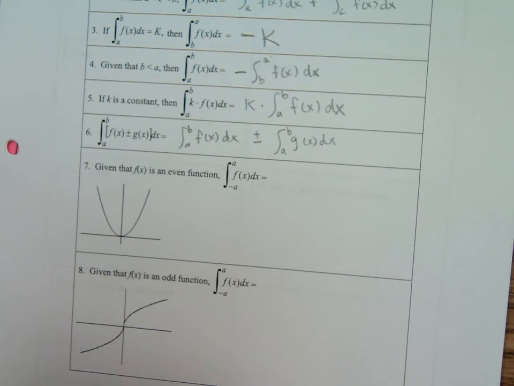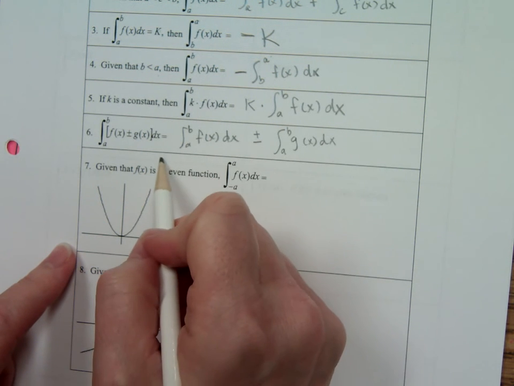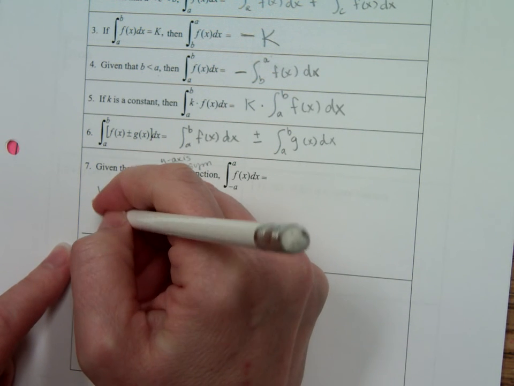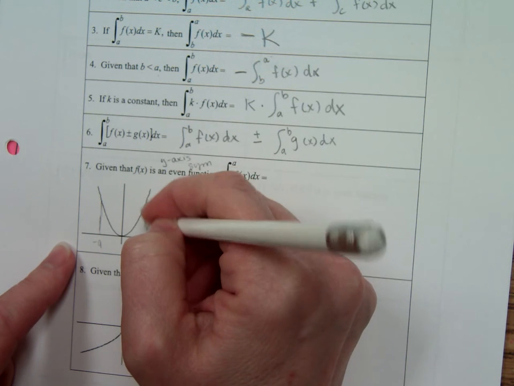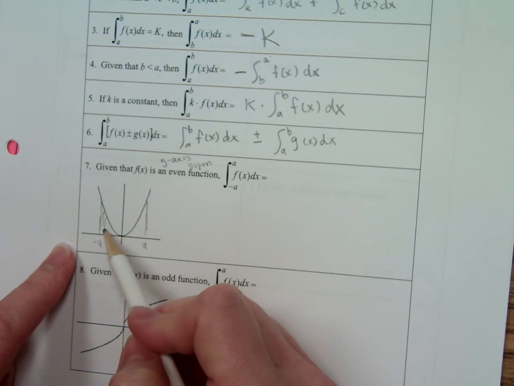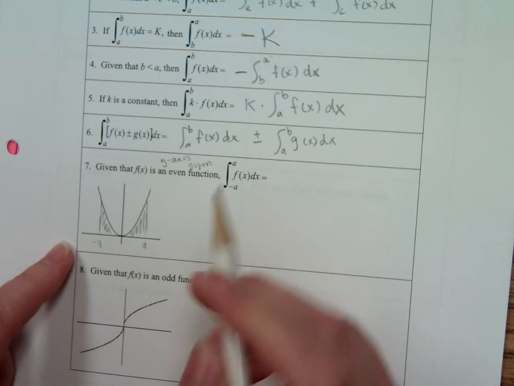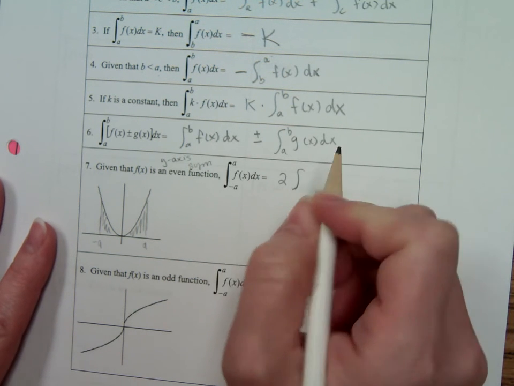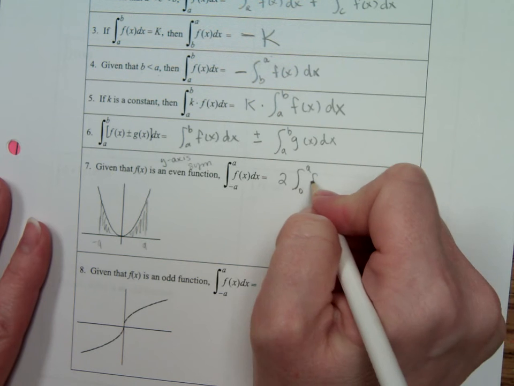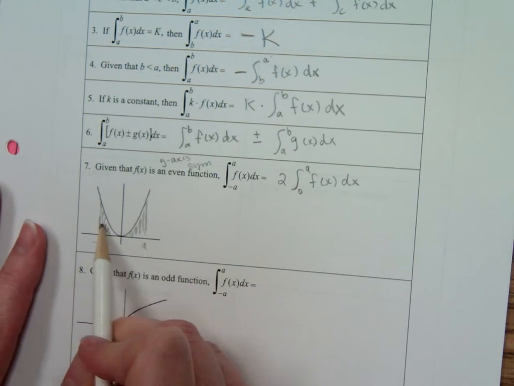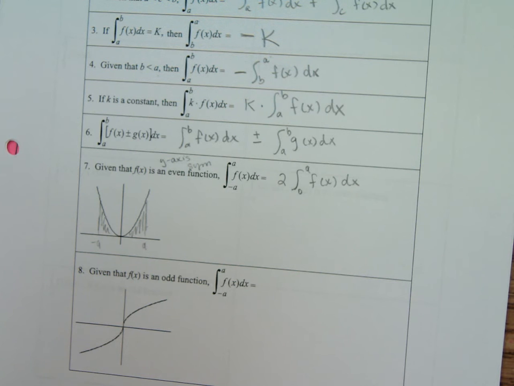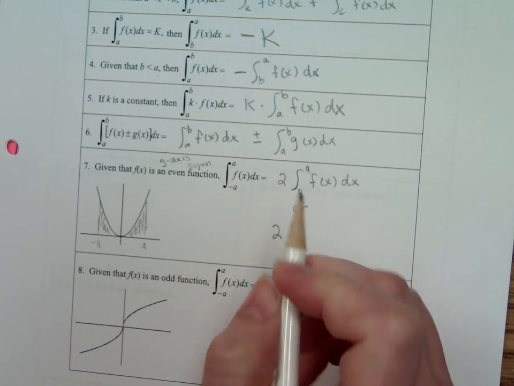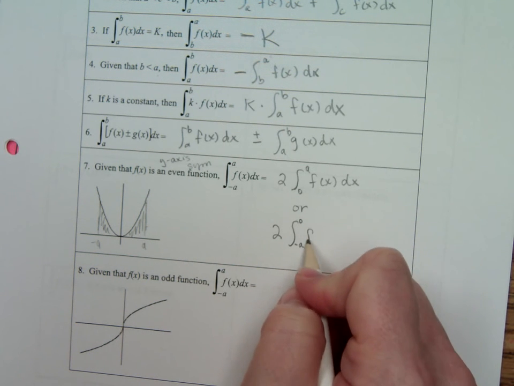Anyway, so remember, if it's an even function, that means it has y-axis symmetry. So if you have negative a here, you're going to have a positive a here, and these two are equal. So your integral from negative a to a would be equal to 2 times the integral from 0 to a of f of x dx, because it's two equal areas. Or, I guess you could go the other way. It could be 2 times the integral from negative a up to 0 of f of x dx.